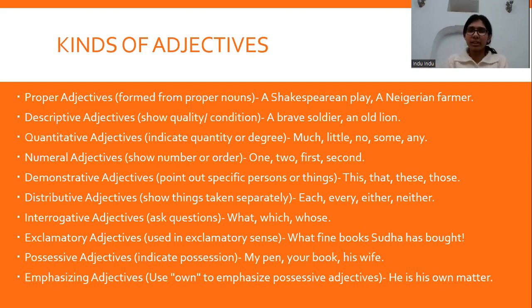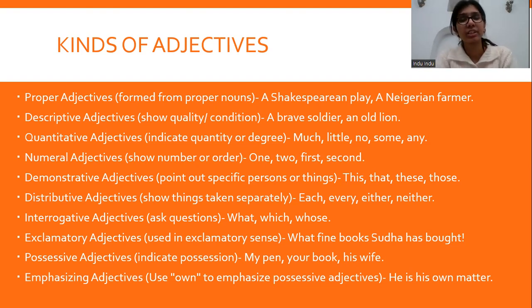So these show things that have been taken separately. Then we have interrogative adjectives that ask questions like what, which, whose, and exclamatory adjectives that are used in exclamatory sentences. What fine books Sudha has bought. So fine is the exclamatory adjective. What fine books. Okay, possessive adjectives indicate possession, my pen, your book, his wife. So these indicate possession. Okay, the pen is mine, so it's my pen, mine. All of these are possessive adjectives.